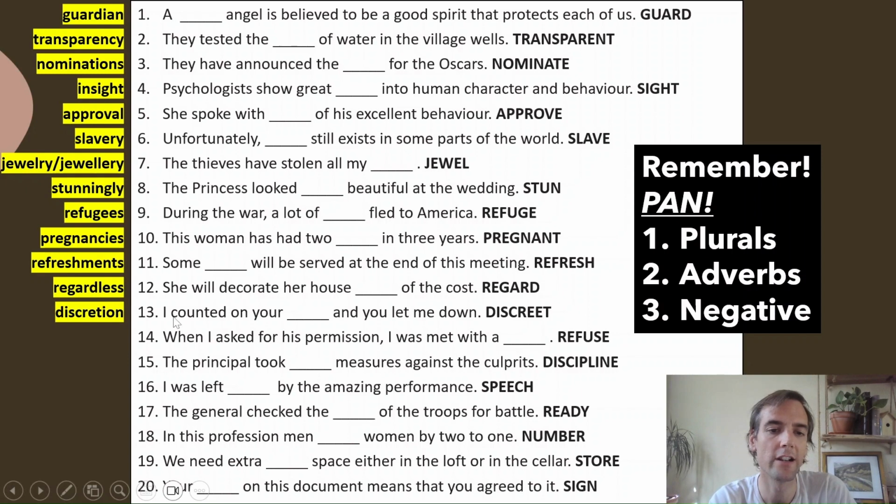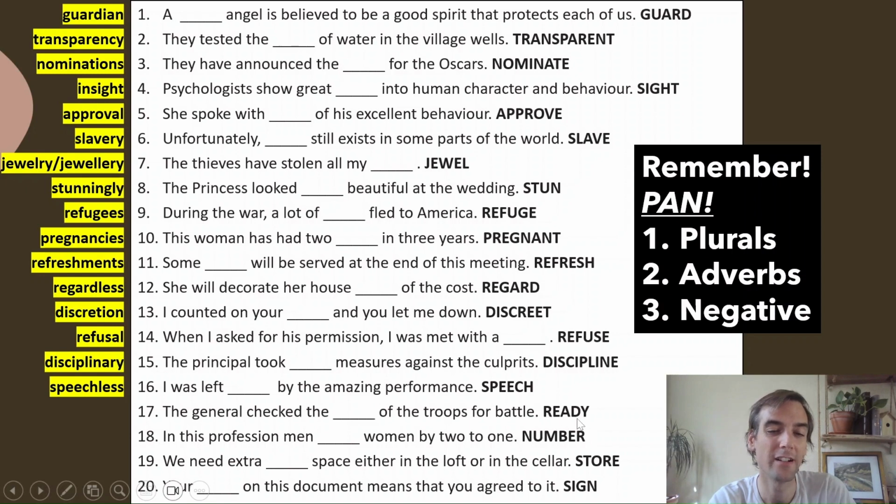13, discretion, meaning don't tell anyone my secret. That is irregular, isn't it? Discreet, discretion, that's a tough one. 14 is the same pattern as approve, refusal for the noun. Disciplinary are going to be what measures you take. Number 16, I couldn't speak, I was speechless.